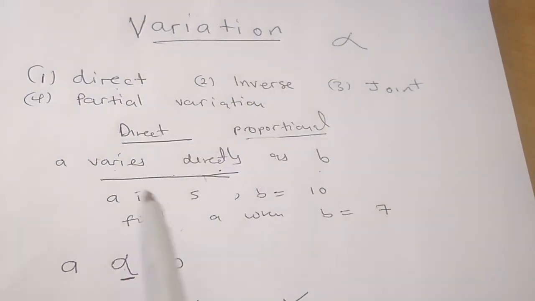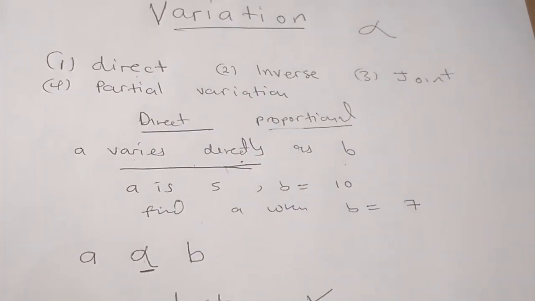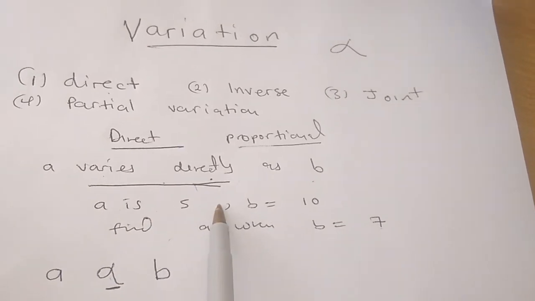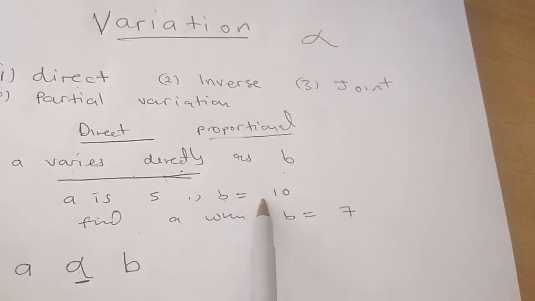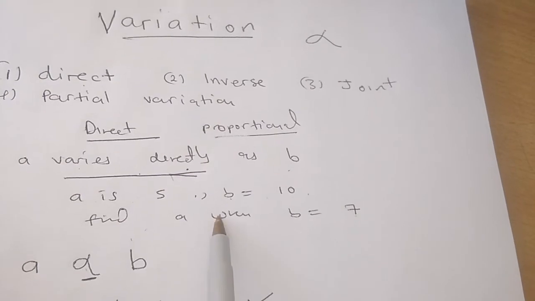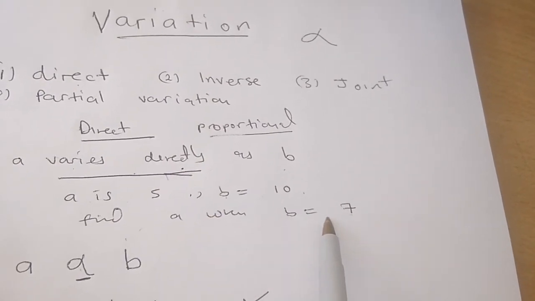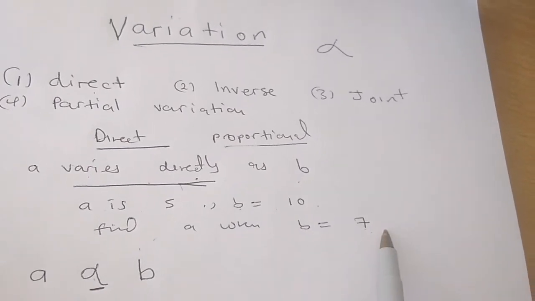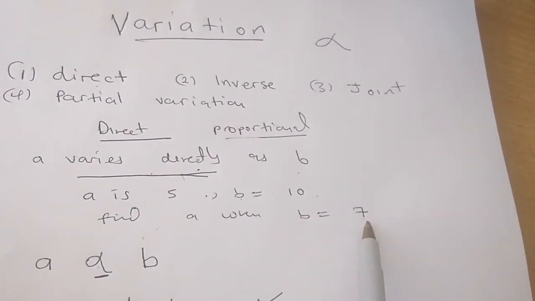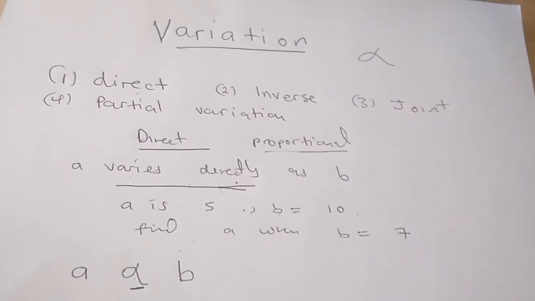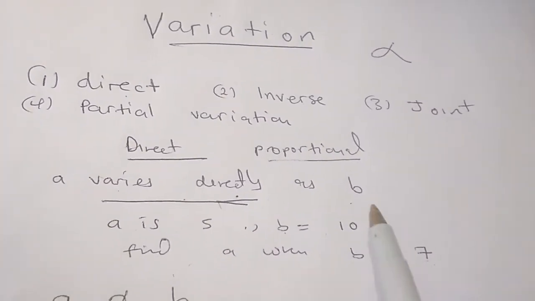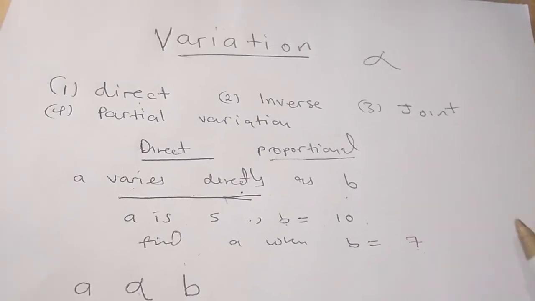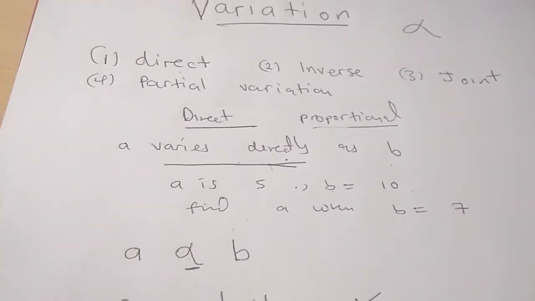types of variations. Okay, the question goes on to say A is 5 when B is equal to 10. Find A when B is equal to 7. So we are tasked to find the value of A when B is now 7. The first thing that you need to do is to convert this English phrase into a mathematical expression.